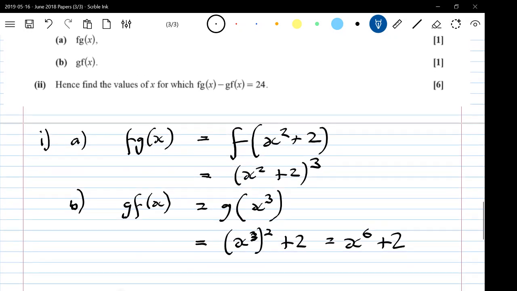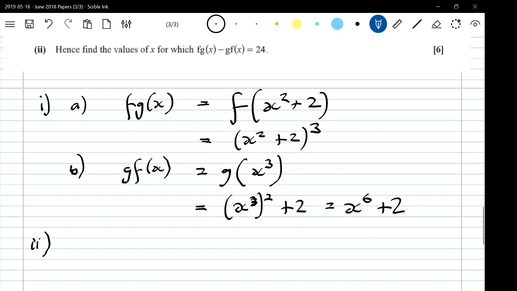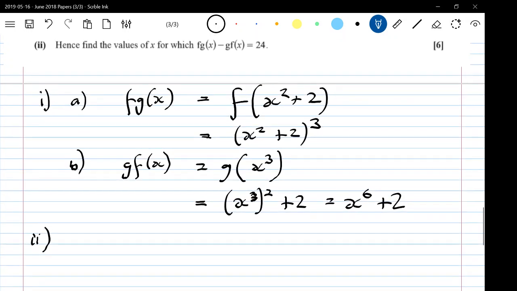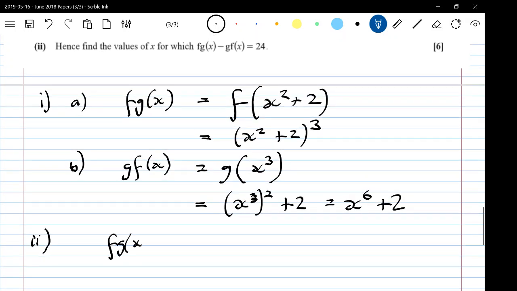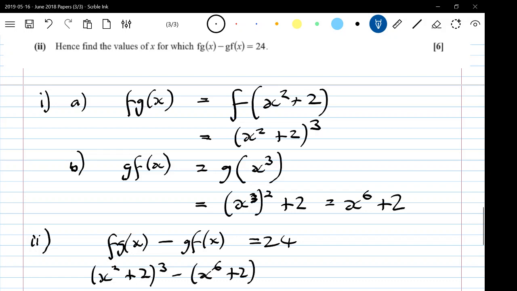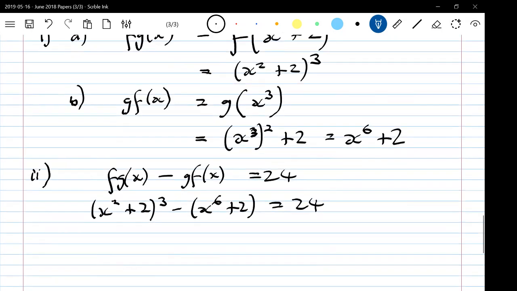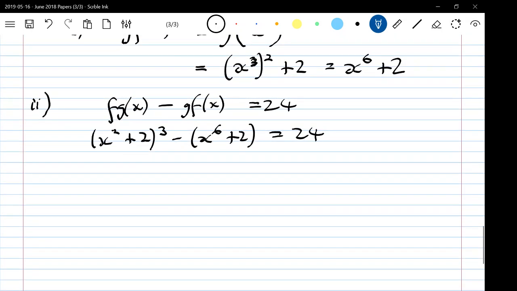And then part 2. Hence find the values for which f of g of x minus g of f of x is 24. So that means the first one, that's x squared plus 2 cubed, take away the second one, x to the 6 plus 2, is 24. Did you notice I was careful to put the bracket around the x to the 6 plus 2? Because that bracket missing could lead you to add 2 instead of subtract it in what you do next.